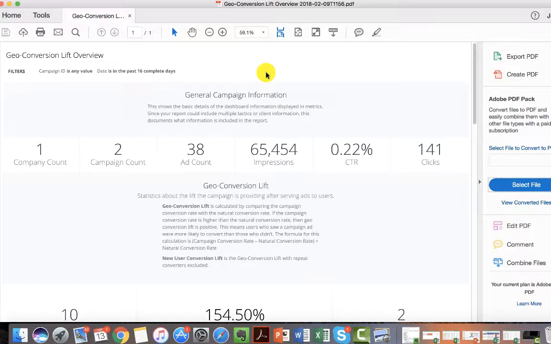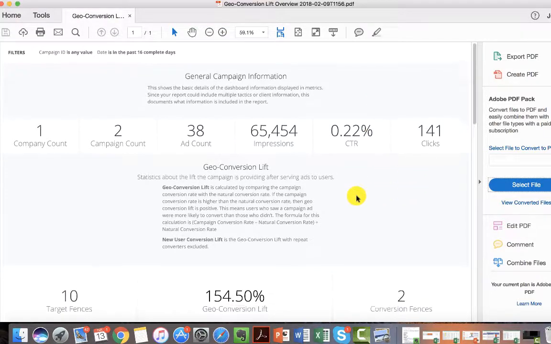And so I thought I'd show you one of the reports that we typically share with our clients when we meet with them to make those different comparisons. In this case, this is a campaign that we're running. It's a total of 65,000 impressions served over 16 days, 38 different ads that we're utilizing, a 0.22% click-through rate, which is actually relatively good. It's really, really good for a campaign that hasn't been running as long, and 141 clicks.